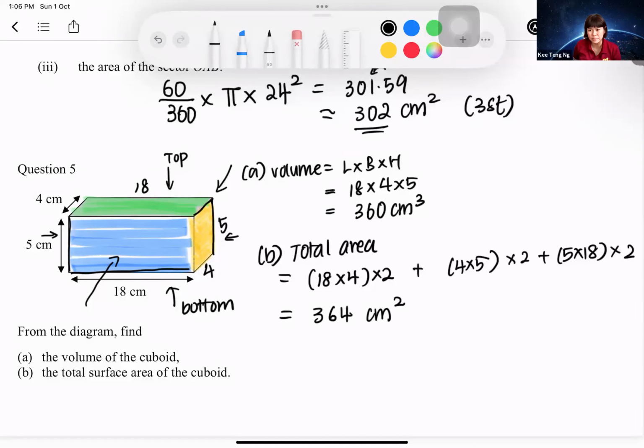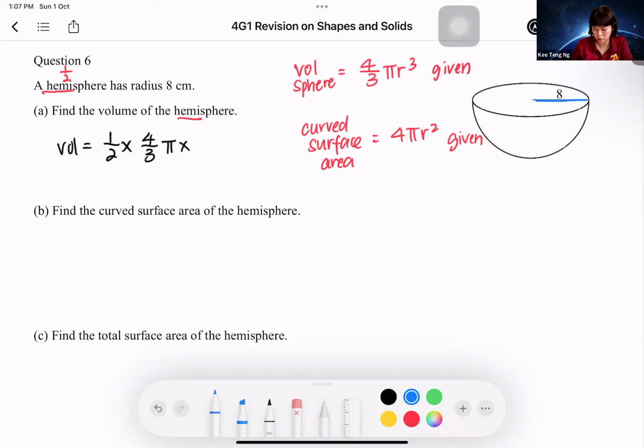So now let's find the first one, the volume of a hemisphere. Hemi, remember to multiply by half. So the volume equals half times the formula given, 4/3 pi r cubed. What is the radius in this case? The radius is the number 8.